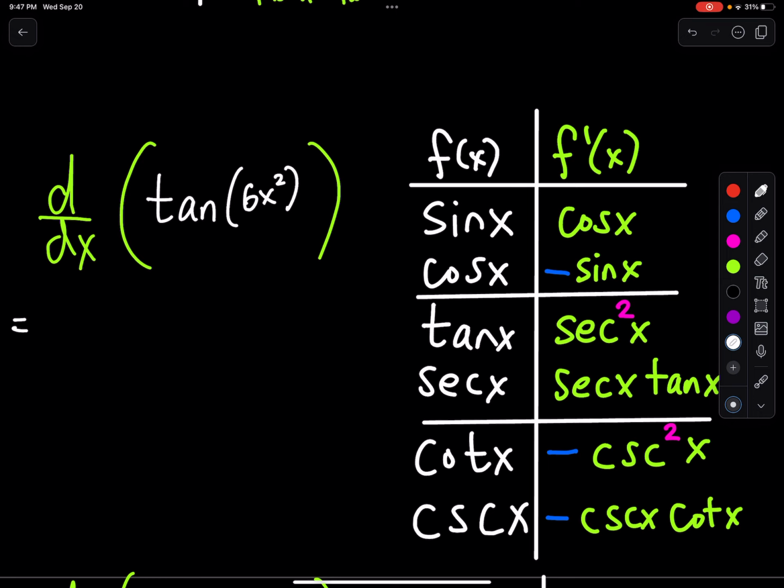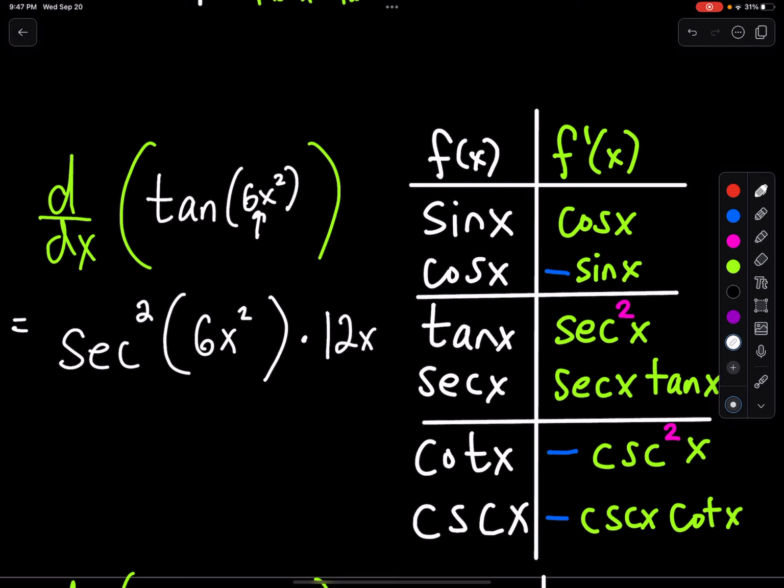The derivative of tan of 6x squared. Well, the derivative of any tangent function is its secant buddy squared. Now the inside is going to be unchanged, but then, since we have a composition of functions here, we have 6x squared jammed into tan x. We'll have to take the derivative of the inside by the chain rule. The derivative of 6x squared is 12x.